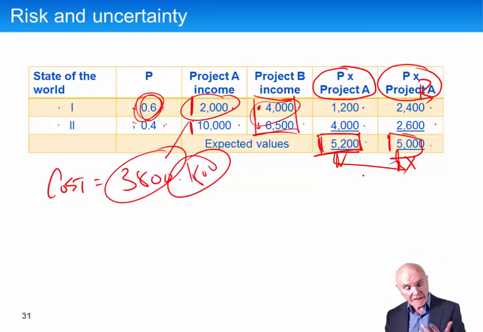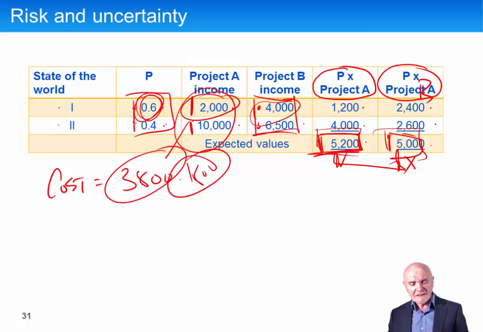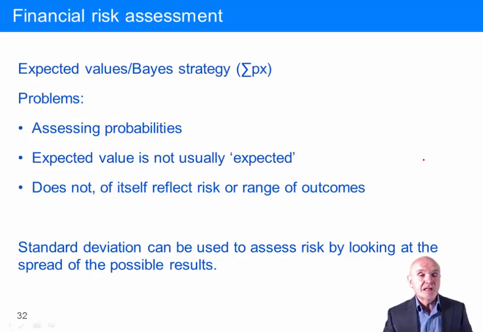So there are three problems here. First of all, how do we actually assess the probabilities? Secondly, there's obscuring of the risk, particularly maybe the downside risk. And third, there is this almost philosophical problem of basing a decision on figures that we never actually expect to get. So it's widely used, this expected value, but the problems are assessing the probabilities. The expected value is often unexpected and does not properly reflect the range of risks or the range of outcomes to capture the risk.